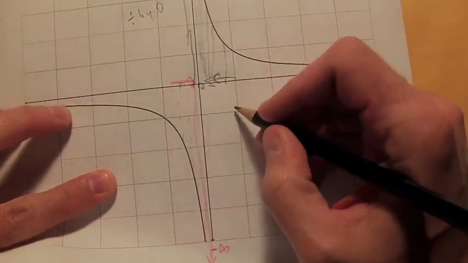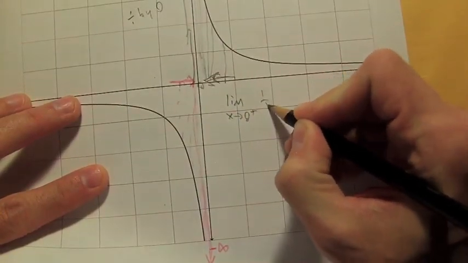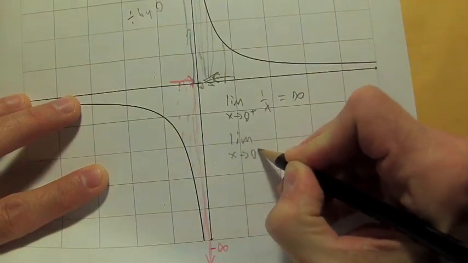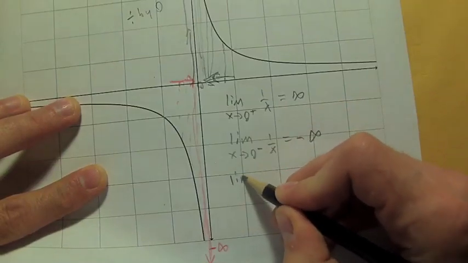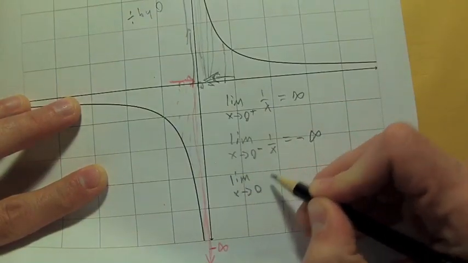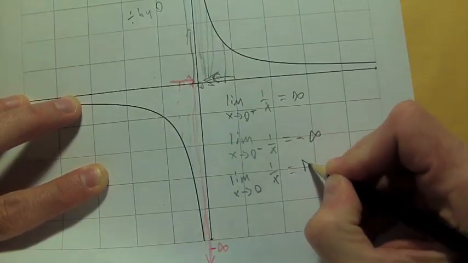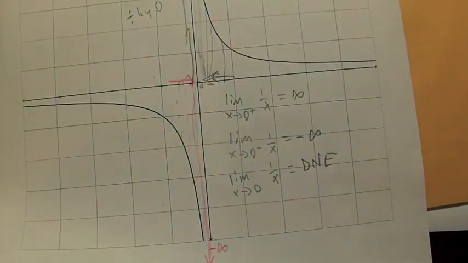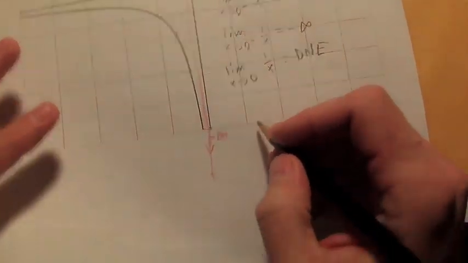What we have here is the limit as x goes to 0 from the right of 1 over x is infinity, and the limit as x goes to 0 from the left of 1 over x is negative infinity. That means the limit as x goes to 0 from both sides obviously does not exist. Now this is very subtle. Officially, infinite limits don't exist.